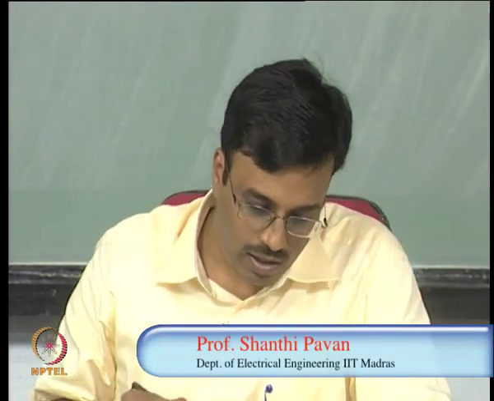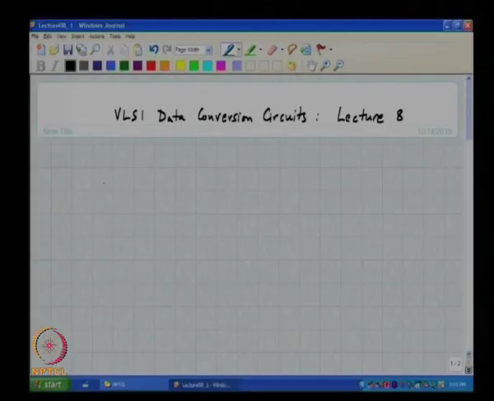This is VLSI data conversion circuits, lecture 8. In the last class we were looking at ways of making this sampling switch linear.